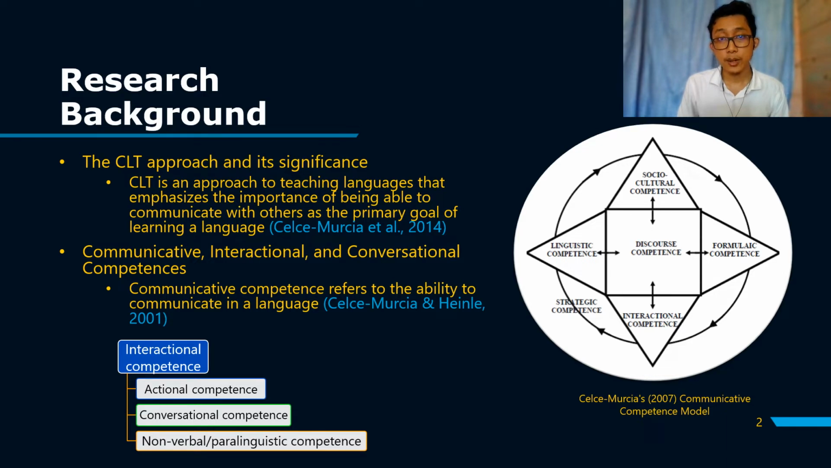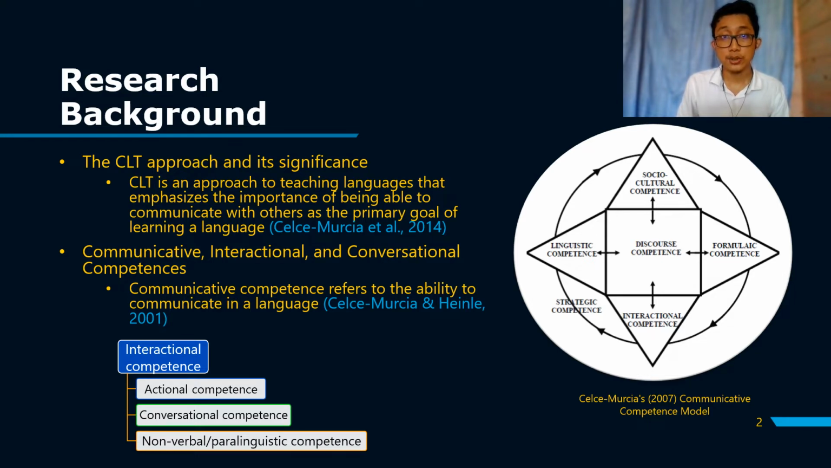Drawing from this diagram, we can say that to establish communicative competence, there are other competences that have to be put in place. Among the other 6 competences, let's focus on the interactional competence. To put it simply, interactional competence is the ability to interact with others in the target language. The competence has 3 sub-components, which are actional competence, conversational competence, and nonverbal or paralinguistic competence. Conversational competence has the same significance but is often overlooked in establishing interactional competence.